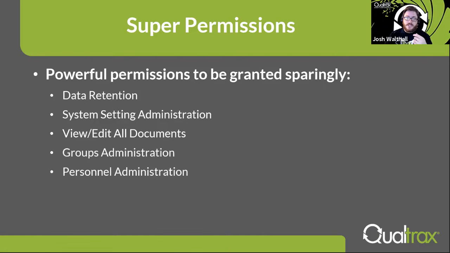The last two I kind of grouped together, and those are groups administration and personnel administration. Now, at first glance, it may not be obvious why these are listed as super permissions. The reason for this is these permissions allow the permissioned user to grant permissions. This is the permission that allows you to give people permissions. Groups administration allows you to grant permissions to groups. Personnel administration allows you to grant permissions to personnel, among other things. But that is why they are listed here as a super permission, because they are the permissions that allow you to grant permissions.